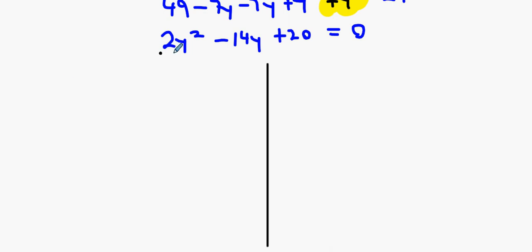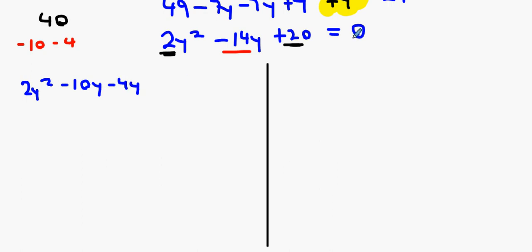So you get the first number and the last number, and what do you do with the 2 and the 20? You get plus 40. Then you look at the middle number. You find two numbers that multiply to give me 40, but add to give me minus 14. Both positive or both negative? Both negative. There you go. Next step, you expand it and you say it's 2y squared minus 10y minus 4y plus 20, isn't it?